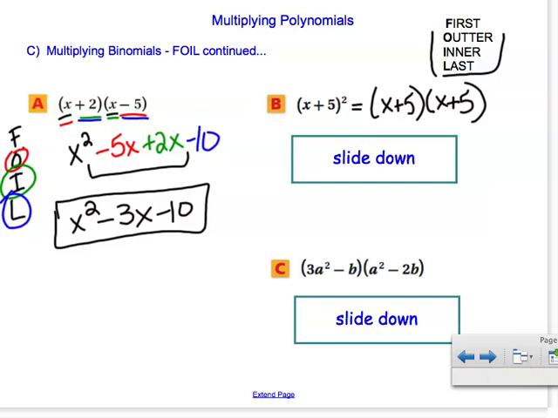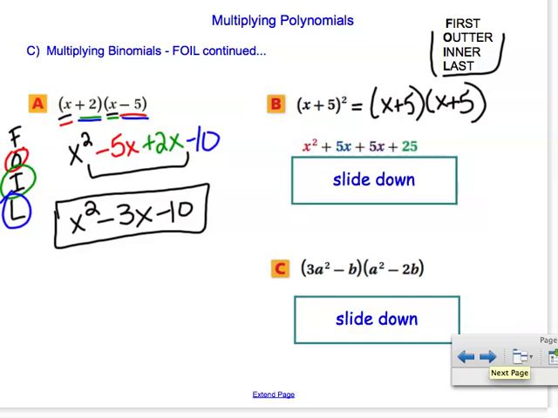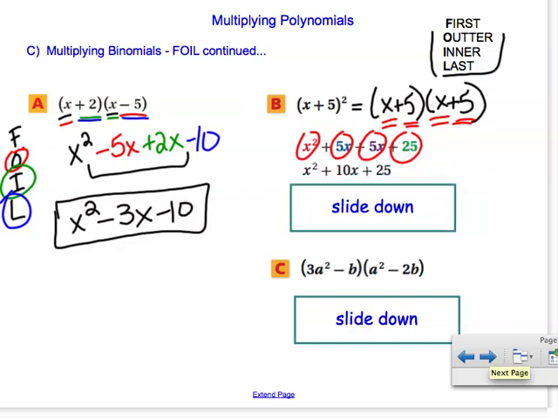All right, so example B, we have the first x times x is x squared. The outers make 5x. The inners also make 5x. And the lasts make 5 times 5 is 25. So then therefore your final answer was x squared plus 10x plus 25.